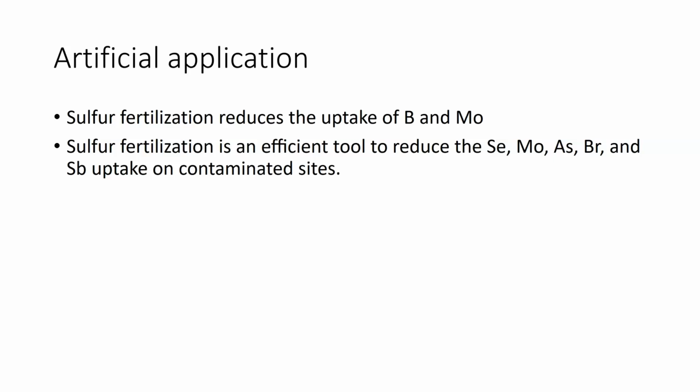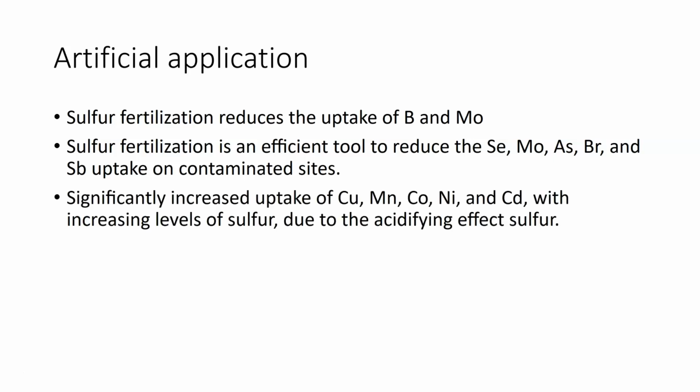Non-metals, we do see an interaction in here. There is a significant increase in the uptake of copper, manganese, cobalt, nickel, and cadmium with increased levels of sulfur. This is due to the acidifying effect of sulfur. Go back and review under the lime where we had that chart that showed where things were available. As you acidify things slightly, you'll get increased availability of some of these.